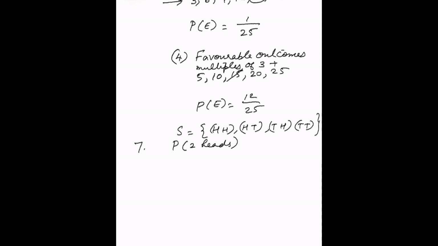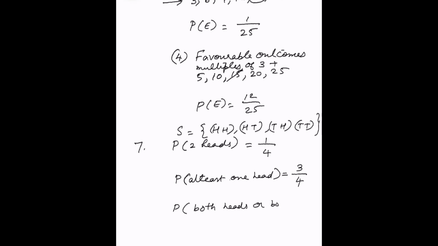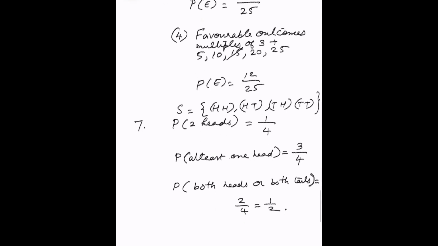So the favorable outcome for two heads is one outcome out of four, so 1 by 4. That's correct. Now probability of at least one head: 3 by 4. That's correct. Now probability of both heads or both tails: 2 by 4, which is 1 by 2. That's all.